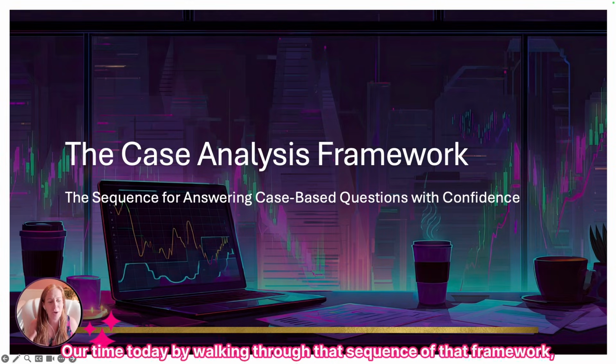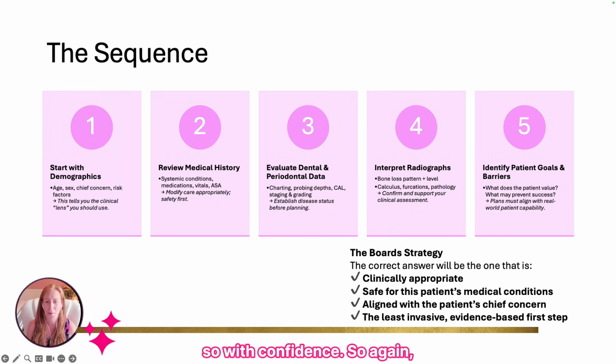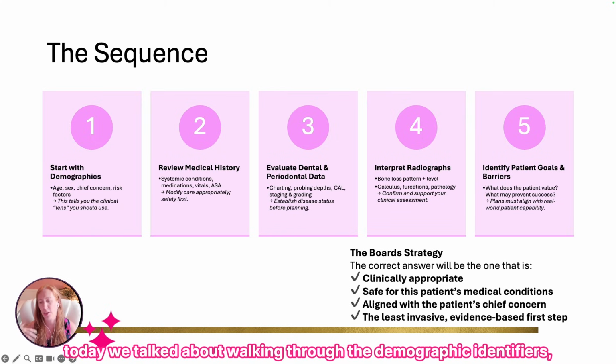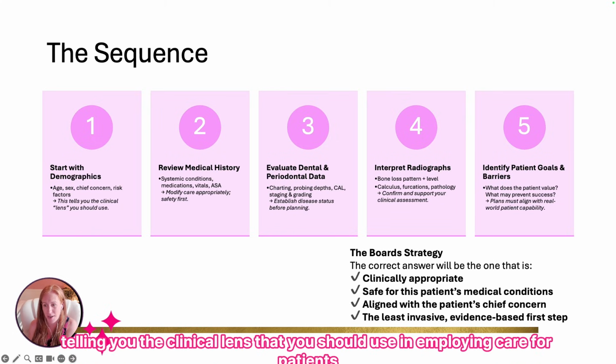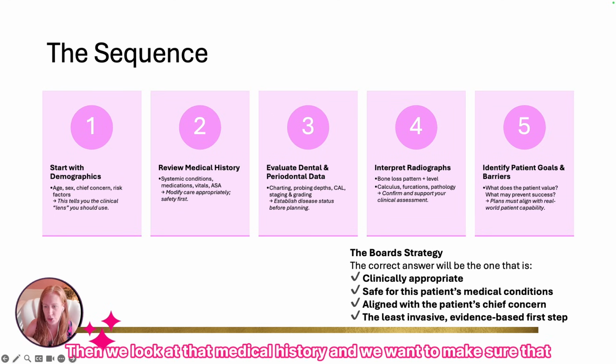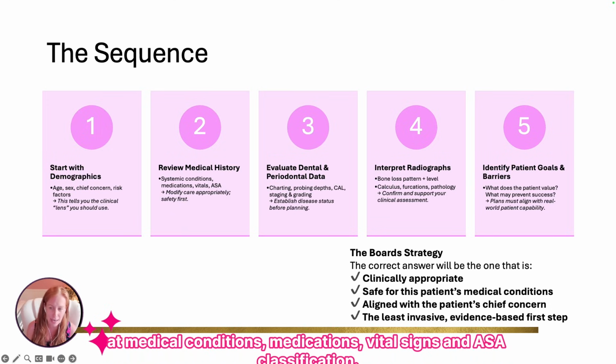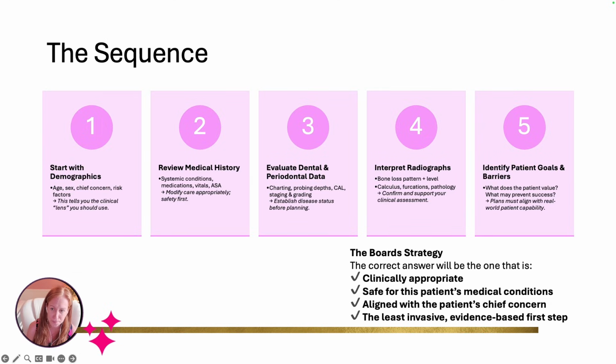I want to round out our time today by walking through that framework, the sequence for which we answer case-based questions and do so with confidence. So again, today we talked about walking through the demographic identifiers, telling you the clinical lens that you should use in employing care for patients of various ages, genders, chief concerns, and risk factors. Then we look at that medical history, and we want to make sure that we prepare to modify care, safety first always, by looking at medical conditions, medications, vital signs, and ASA classification.